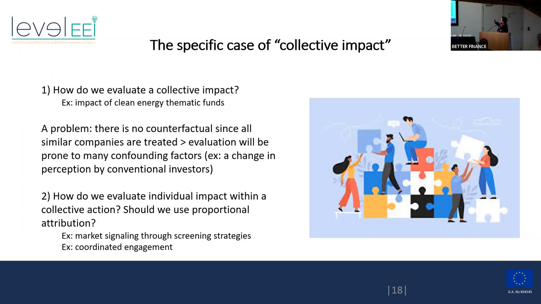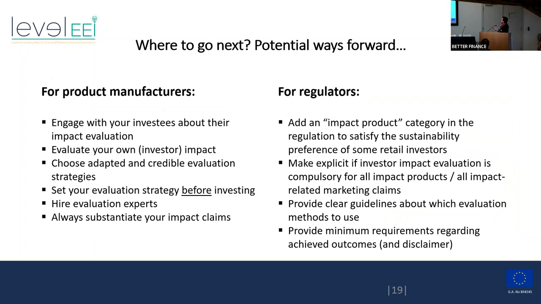And there are many problems associated with collective impacts. There are problems associated with the evaluation of the overall collective impact and then the attribution to each of the different single investors within the collective action. So there is a lot of work to be done in impact evaluation, especially when we turn to collective impacts. So I will end up with a few potential ways forward for product manufacturers and for regulators the same way.